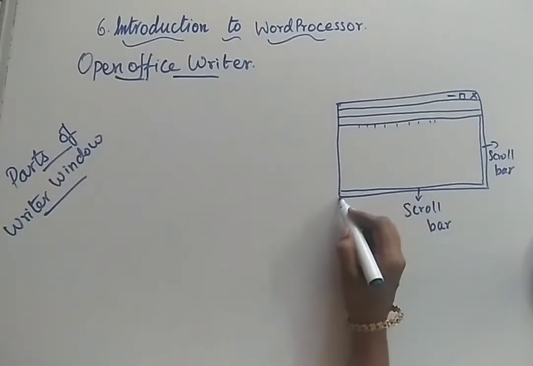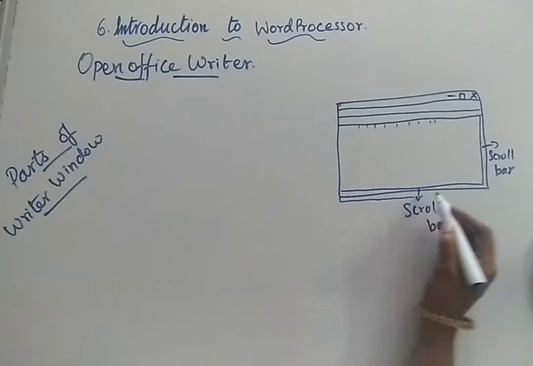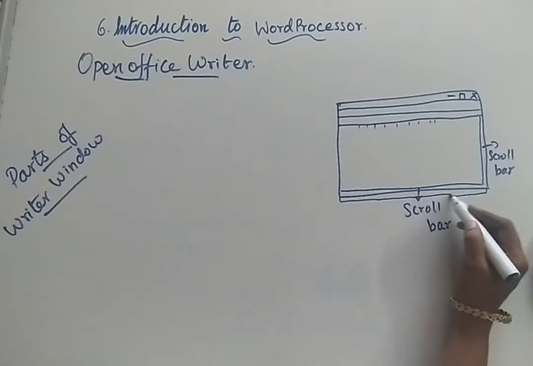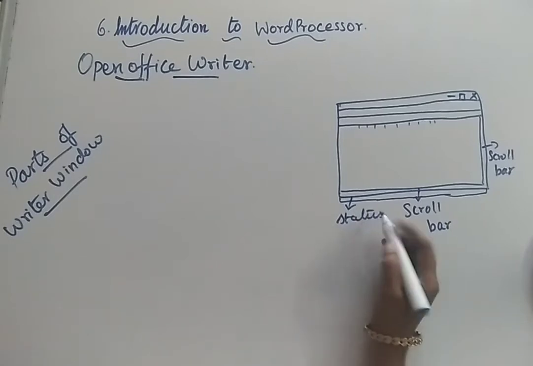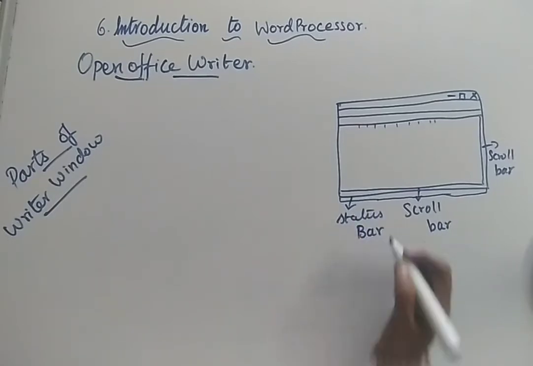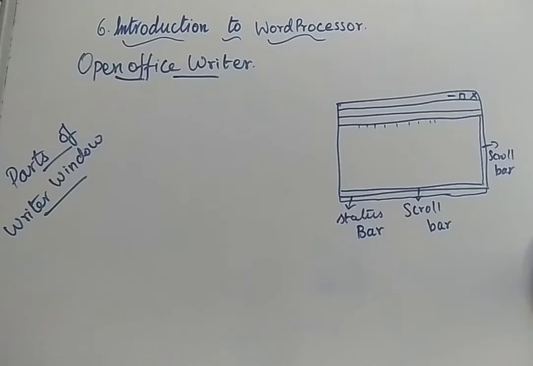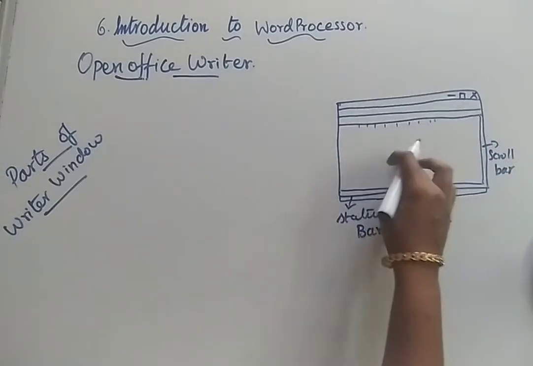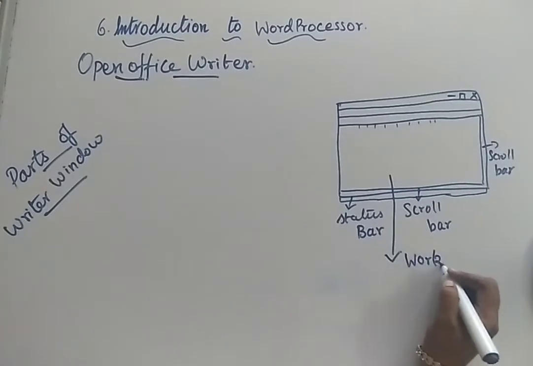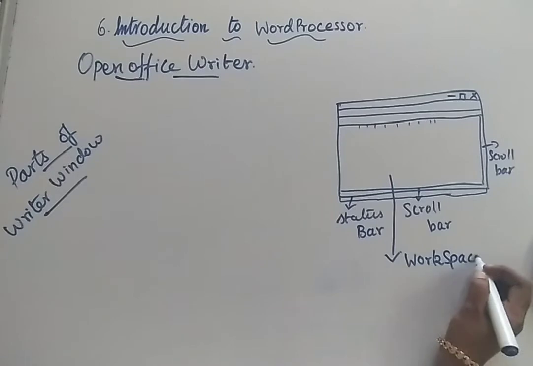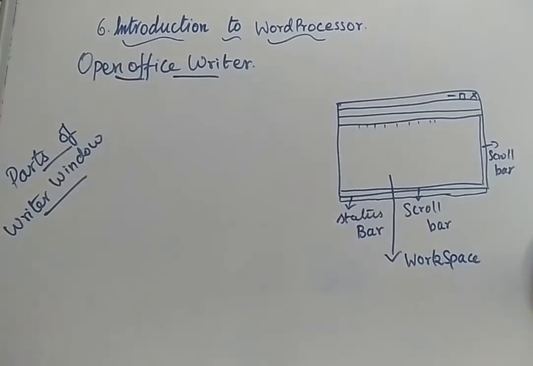I am drawing it here again for you. Here you will have your status bar. Next, what else will we have? Yes, this white area is your workspace. Workspace means here you are going to type the document.